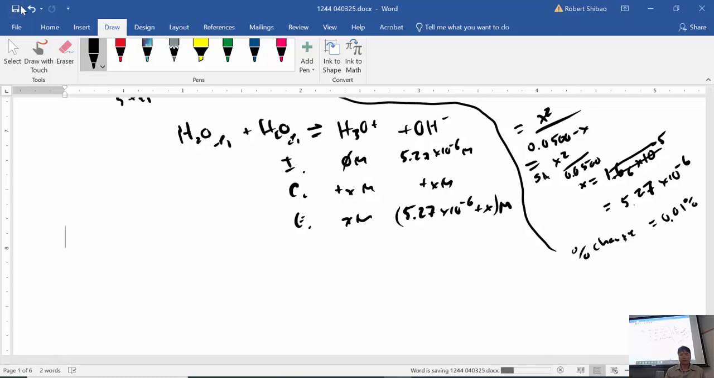Save this before. So KW is going to be x times 5.27 times 10 to the minus 6 plus x. And that's equal to 1.0 times 10 to the minus 14, which is extremely small. So I think the SA will work.